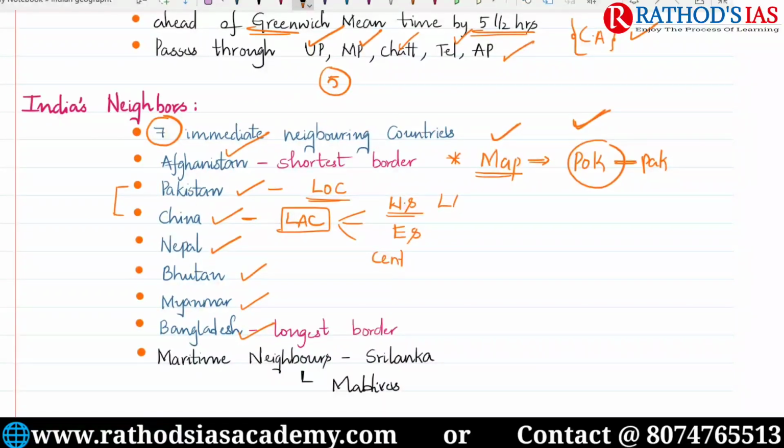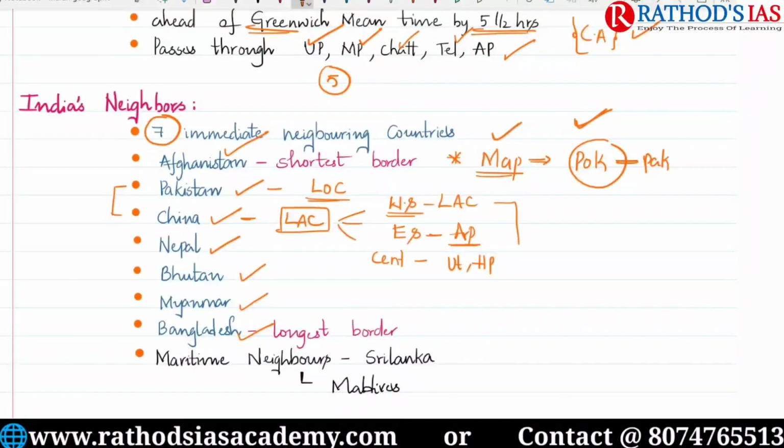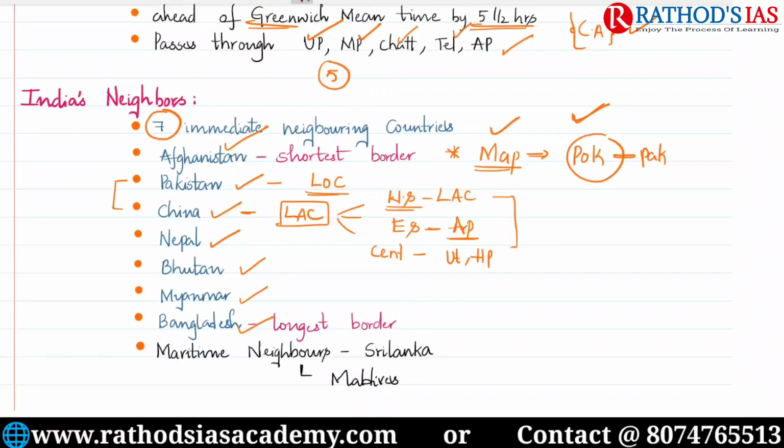So the western sector is nothing but the Jammu and Kashmir region, which comes under the Line of Actual Control. And in the eastern sector, entire Arunachal Pradesh is claimed by China. And in the central sector, in Uttarakhand and Himachal Pradesh, there are some issues with China. And these are the 7 important immediate neighboring countries of India.